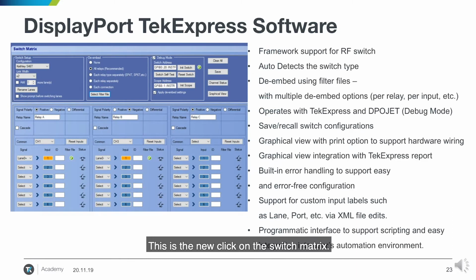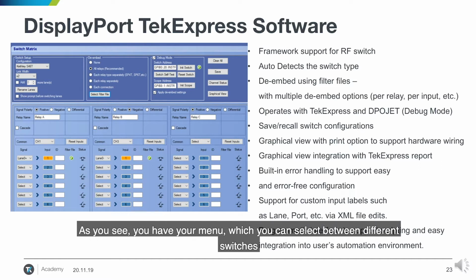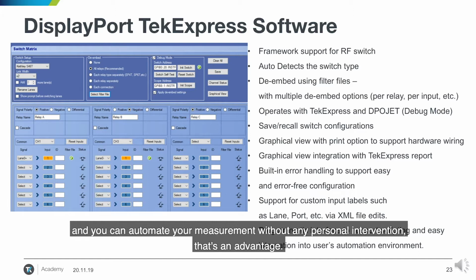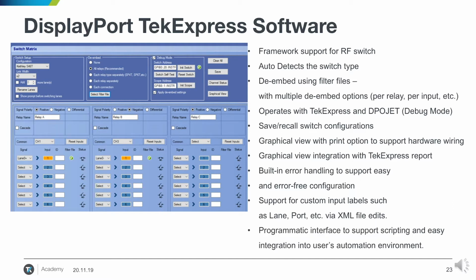This is when you click on the switch matrix. As you see, you have your menu, which you can select between different switches, and you can automate your measurement without any personal intervention. That's an advantage. You can de-embed your lanes here, your switch, your path, to reduce the effect of the channel loss. You can connect it through the LAN or GPIB.